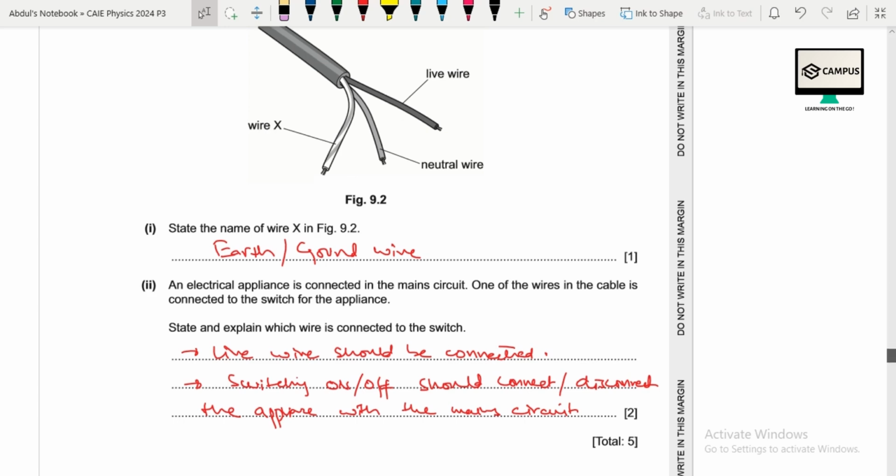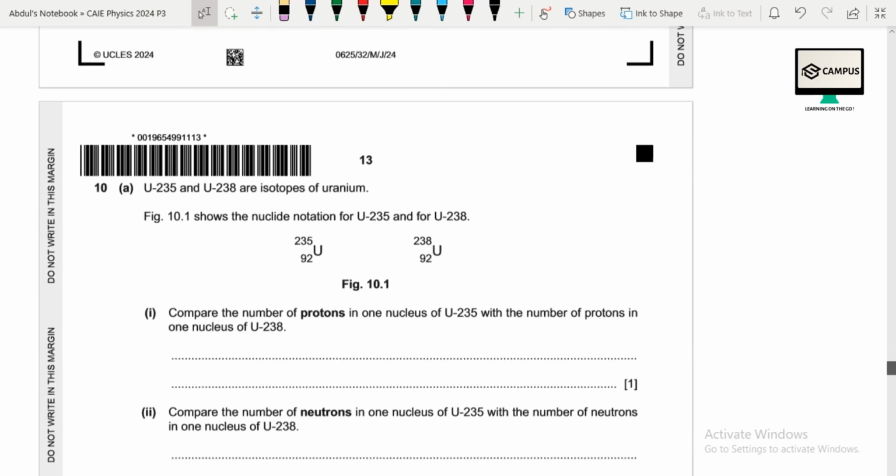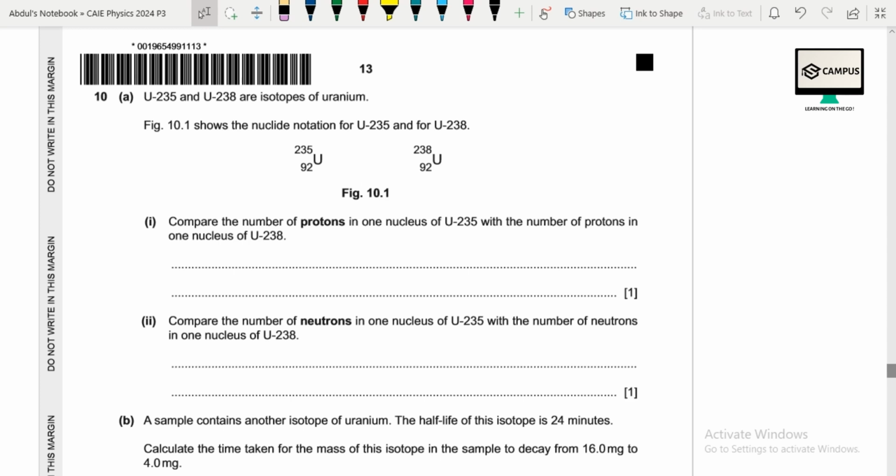All right, that's pretty much it. Let's move on to question number 10. So we have 10A. U235 and U238 are isotopes of uranium. Compare the number of protons in one nucleus of U235 with the number of protons in one nucleus of U238. Well, the protons remain the same, as can be seen here.